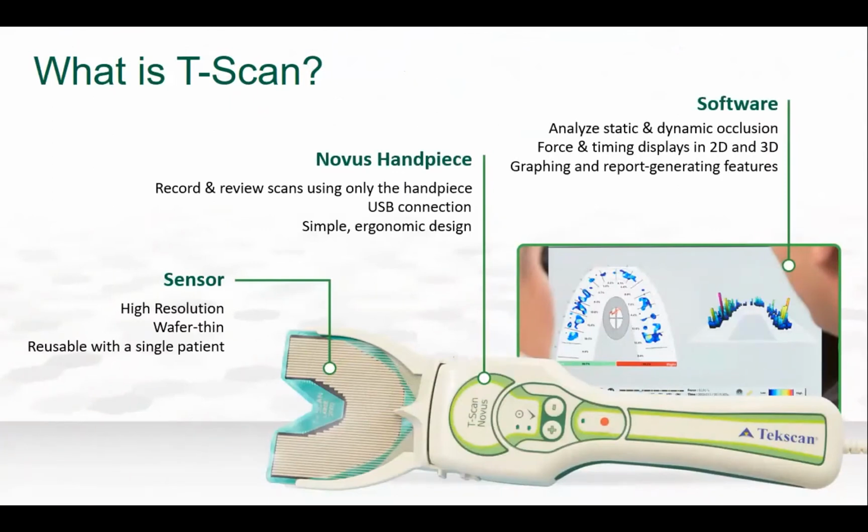And so some of you who haven't been as familiar with T-Scan may be asking, what is T-Scan? T-Scan is comprised of three elements: the sensor, the handpiece, and the software. The sensors are designed to be used up to 25 times on a single patient. The handpiece is ergonomically designed, and most of the functions can be initiated directly from the handpiece to operate the software. And the software is easy to use, intuitive, and provides you with actionable data to help guide treatment.